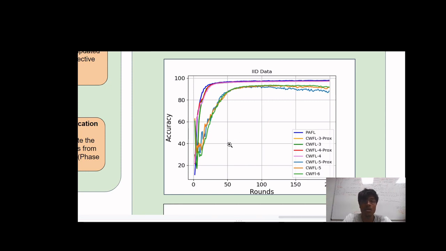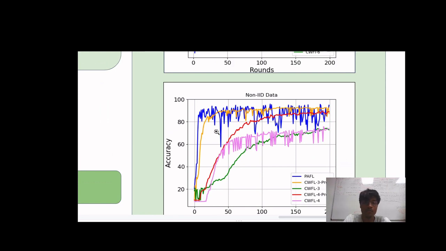framework basically fails. So here our CWFL, we can see, performs very similarly to a centralized setting. We took 50 clients for training, and when we divide the 50 clients into 3 clusters, we see that maximum accuracy is obtained. Even with 4 clusters, they perform very similarly, 3 and 4 clusters. 5 and 6 clusters converge at a slightly lower accuracy.